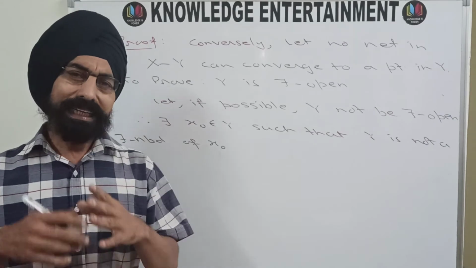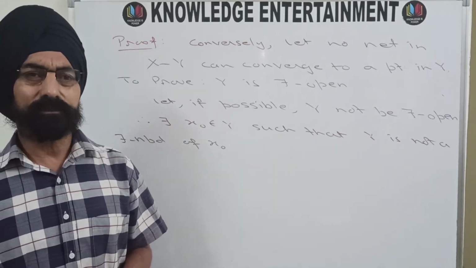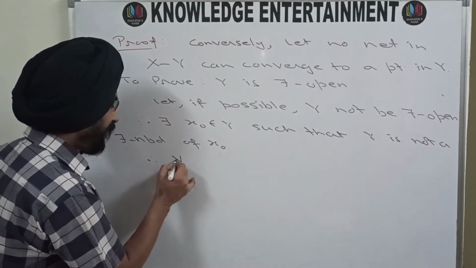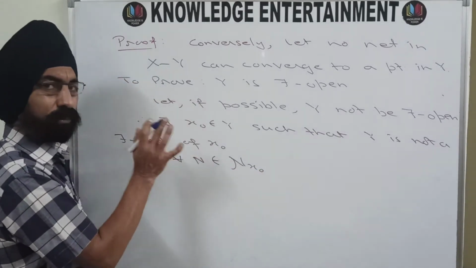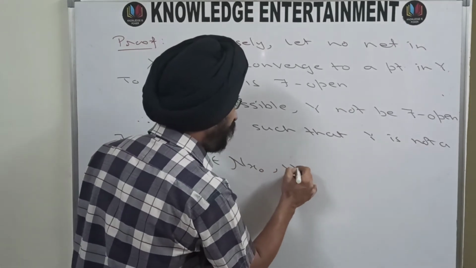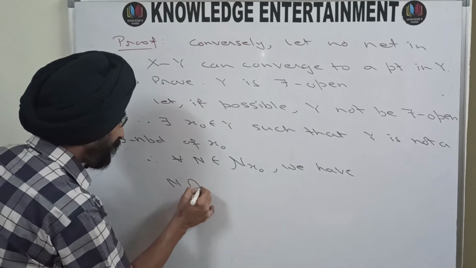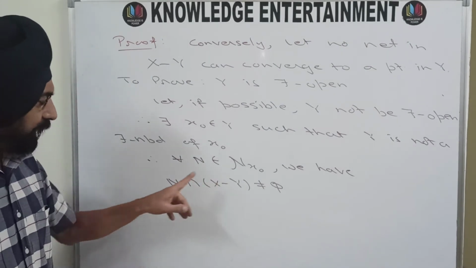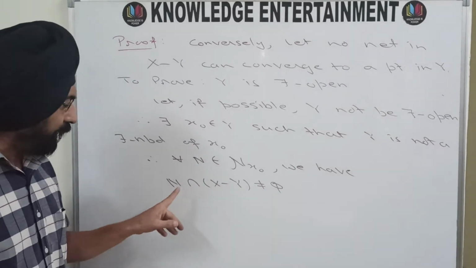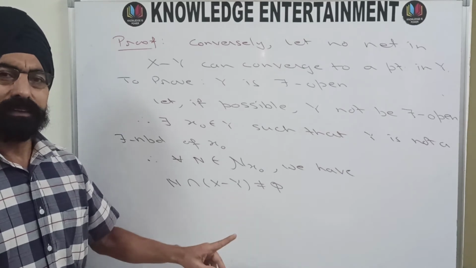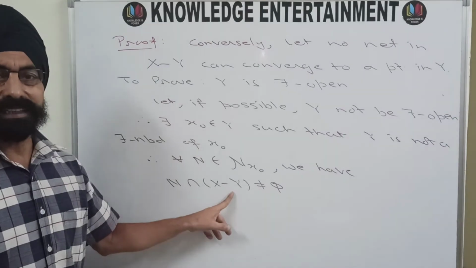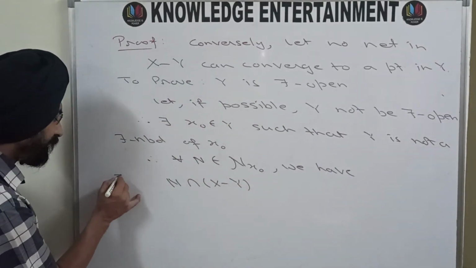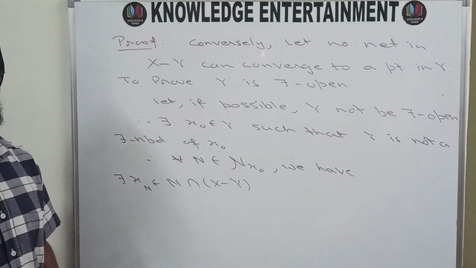Now, that means each neighborhood of x naught intersects x minus y. Because it is not completely in y, that means it intersects x minus y. So therefore, for every n belonging to the neighborhood system of x naught, we have n intersected with x minus y is not phi, because every neighborhood now intersects this. If a single neighborhood has empty intersection with this, that means the neighborhood completely lies within y, and that will make y an open set. But y is not tau open, so every neighborhood of x naught will intersect x minus y. So this intersection will be non-empty. And if this intersection is non-empty, then there must exist some element, say xn, belonging to this intersection.